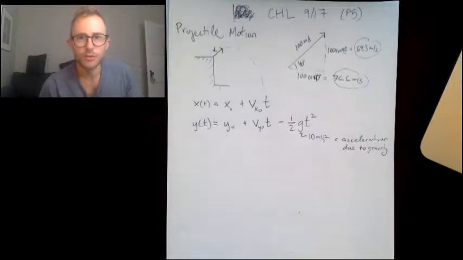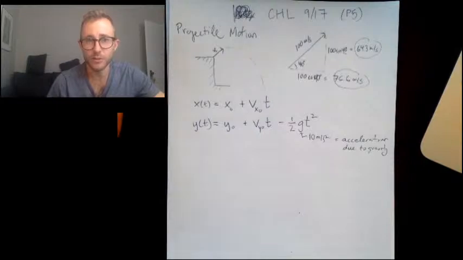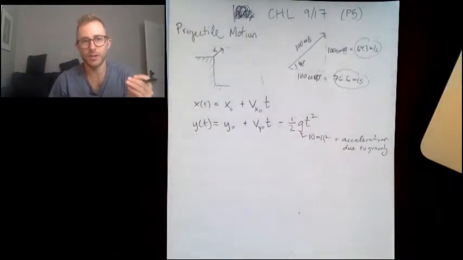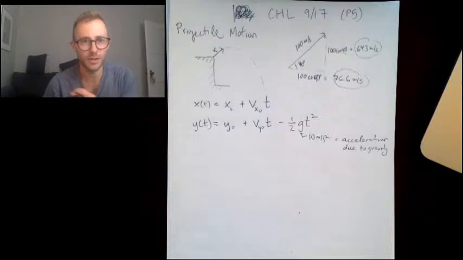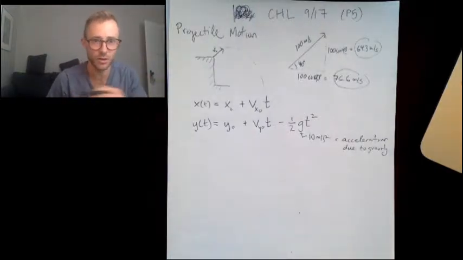Why is there no t squared term for the x of t? It's because the t squared term corresponds to acceleration, and gravity does not cause acceleration horizontally. Gravity causes acceleration vertically. So there is no horizontal acceleration.